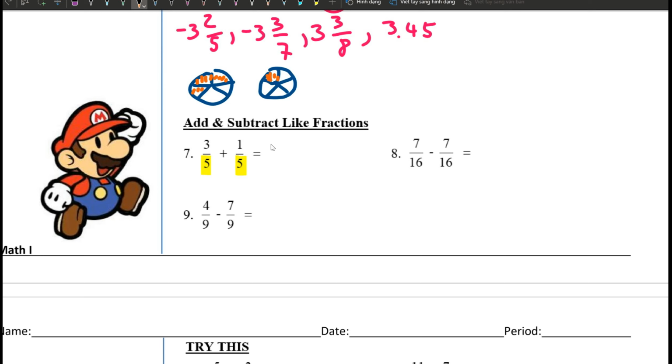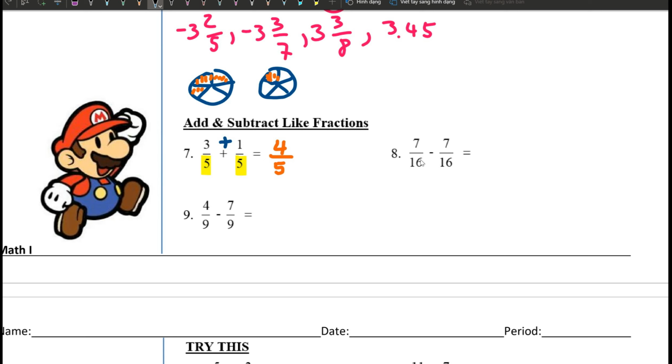So 3/5 plus 1/5. Basically you have 4 slices in total of the pizza that was cut into 5 pieces. So what you're going to do is add the numerators and keep the denominator. 3 plus 1 is 4, and keep the denominator, which is 5 slices. Basically you join them to get 4 slices of pizza out of 5 slices.